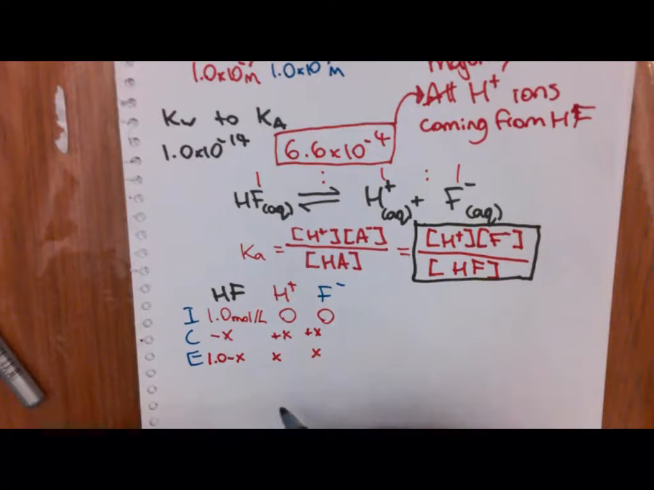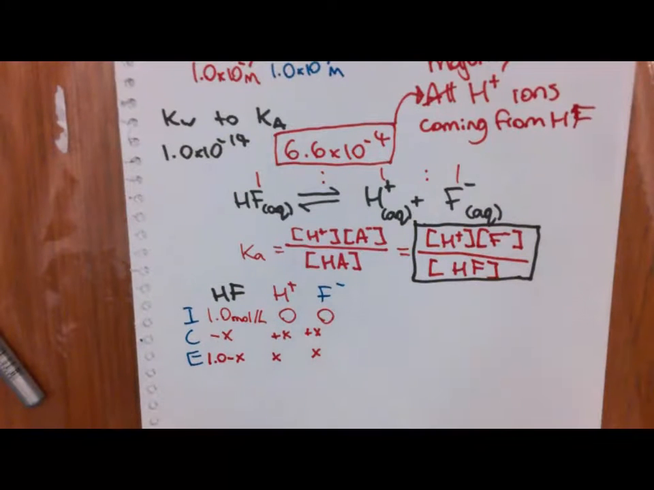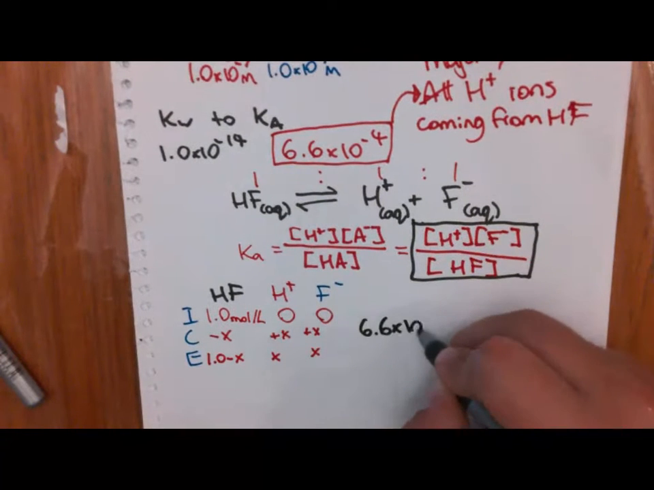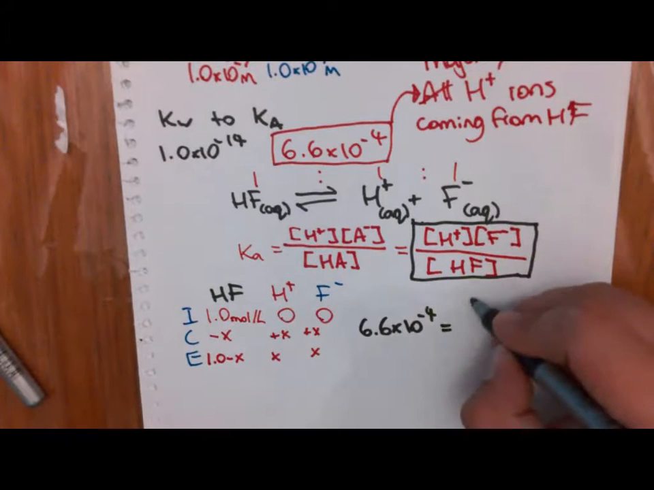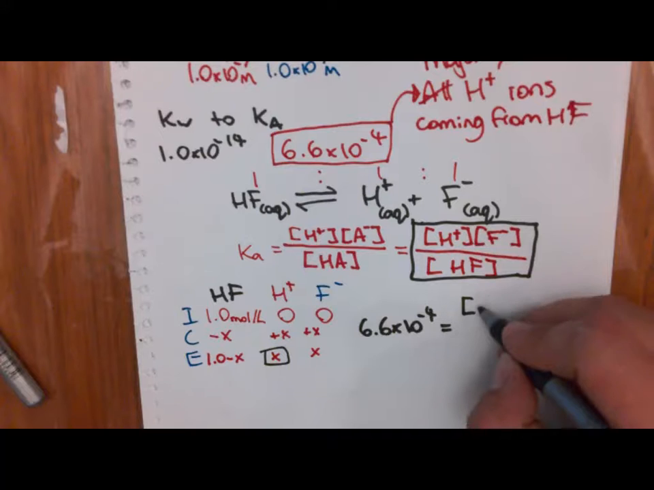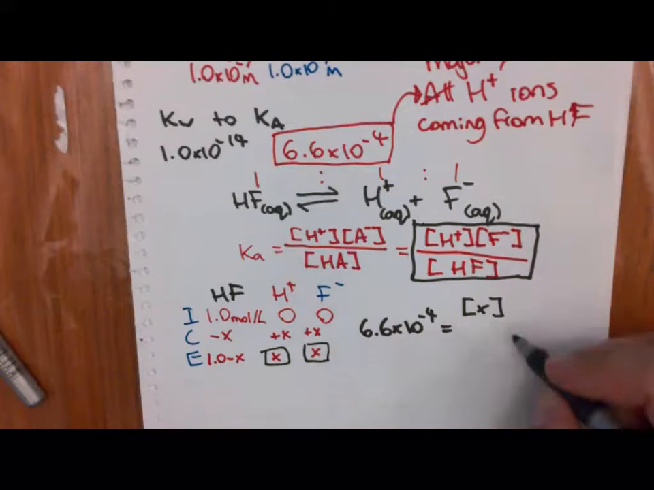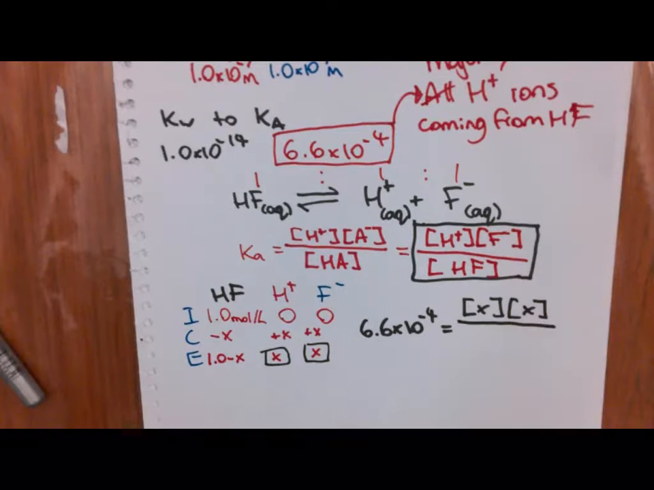So if I take our equilibrium values from over here and sub them into this equation, it is going to give me that my Ka, which is 6.6 times 10 to the negative 4, is going to equal the concentration of H plus, which we get from right here as being X, times the concentration of our F minus, which we get right here, is going to be X as well, all divided by 1 minus X.